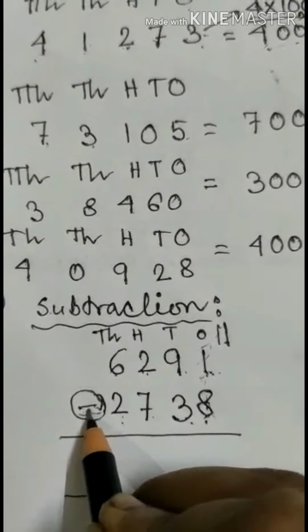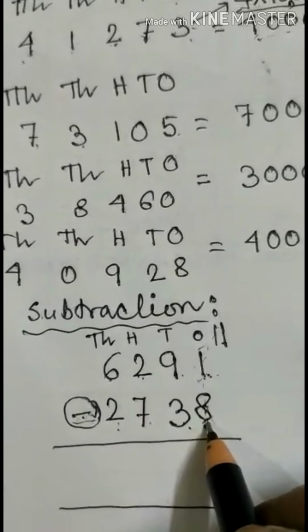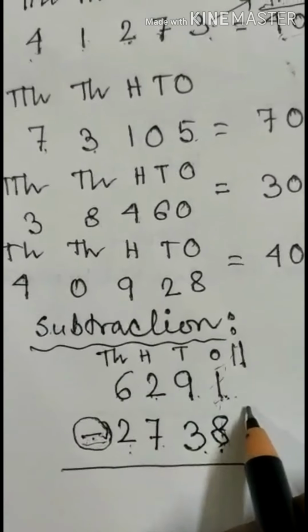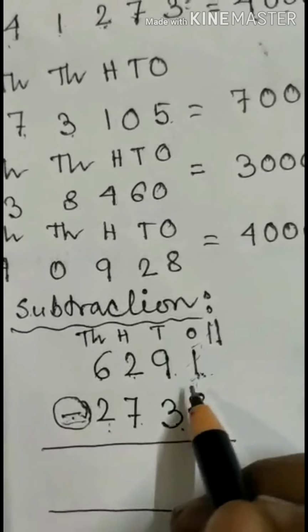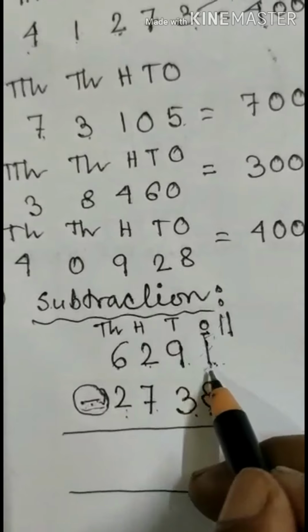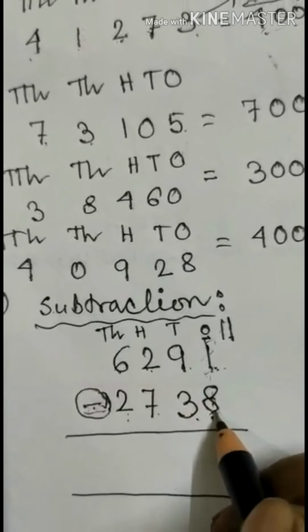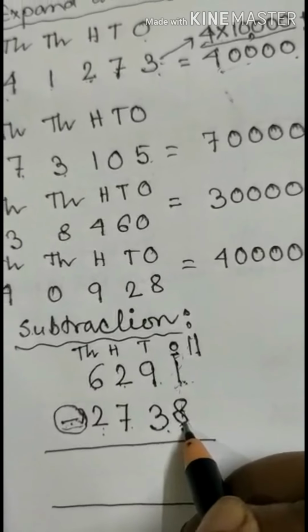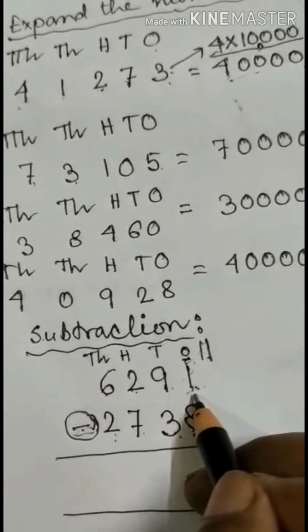Here a problem is given. Subtract 2738 from 6291. Here in the ones room, the upper number is 1 and the lower number is 8. That means subtract 8 from 1.